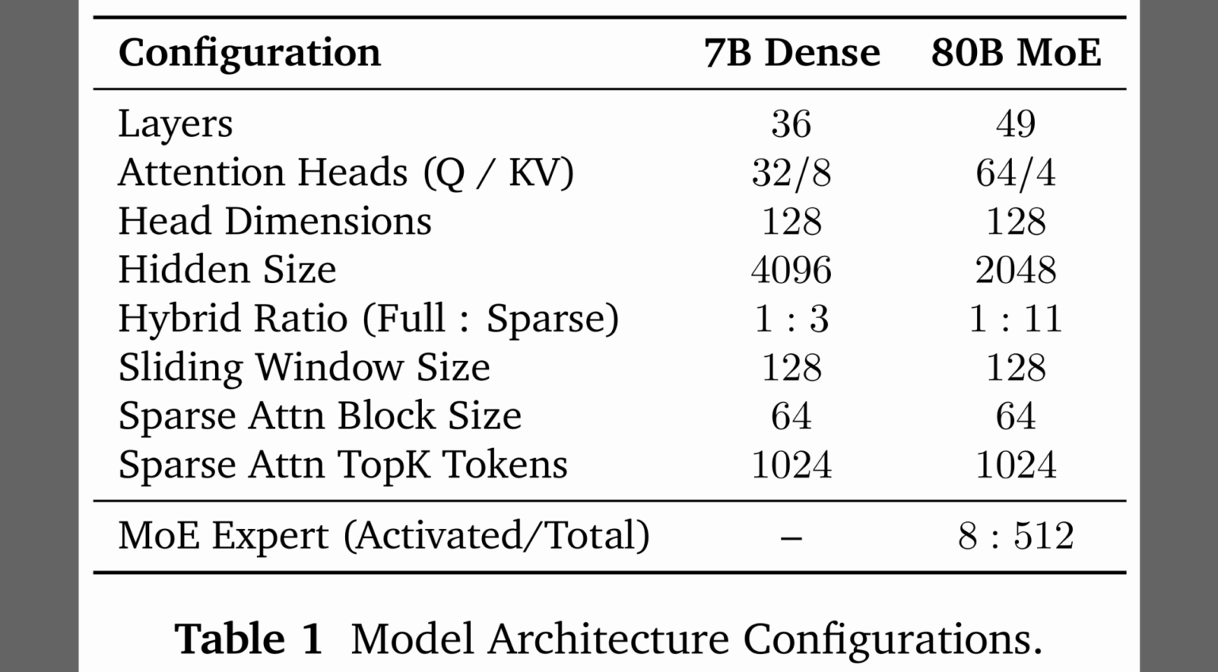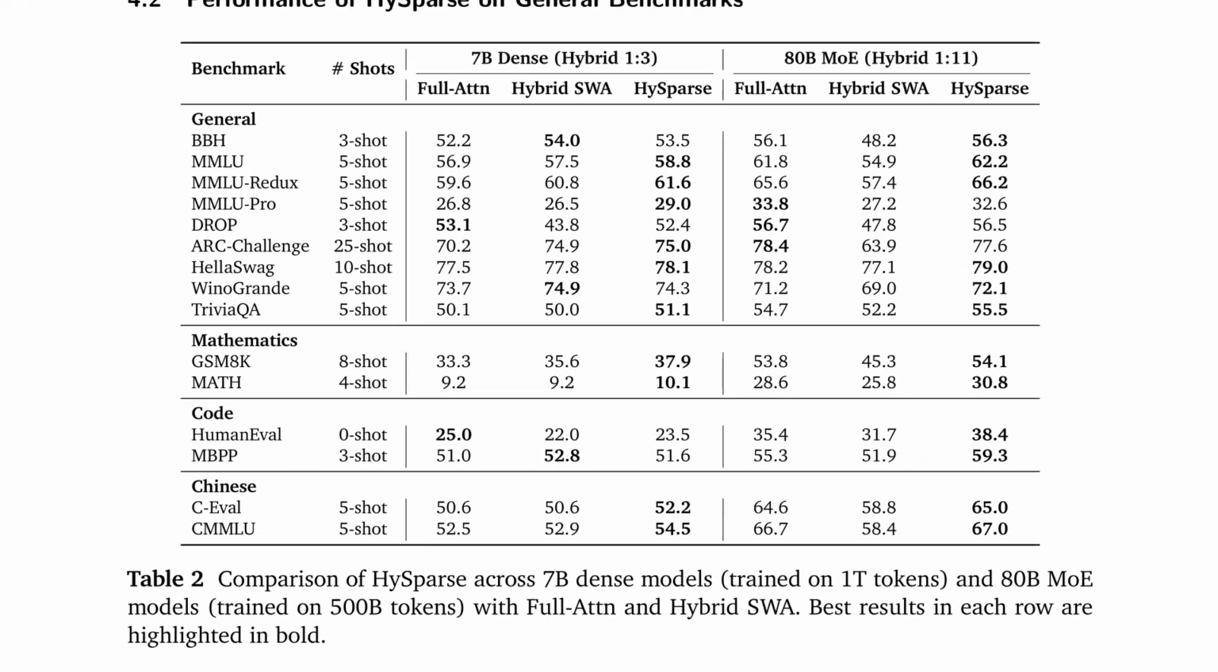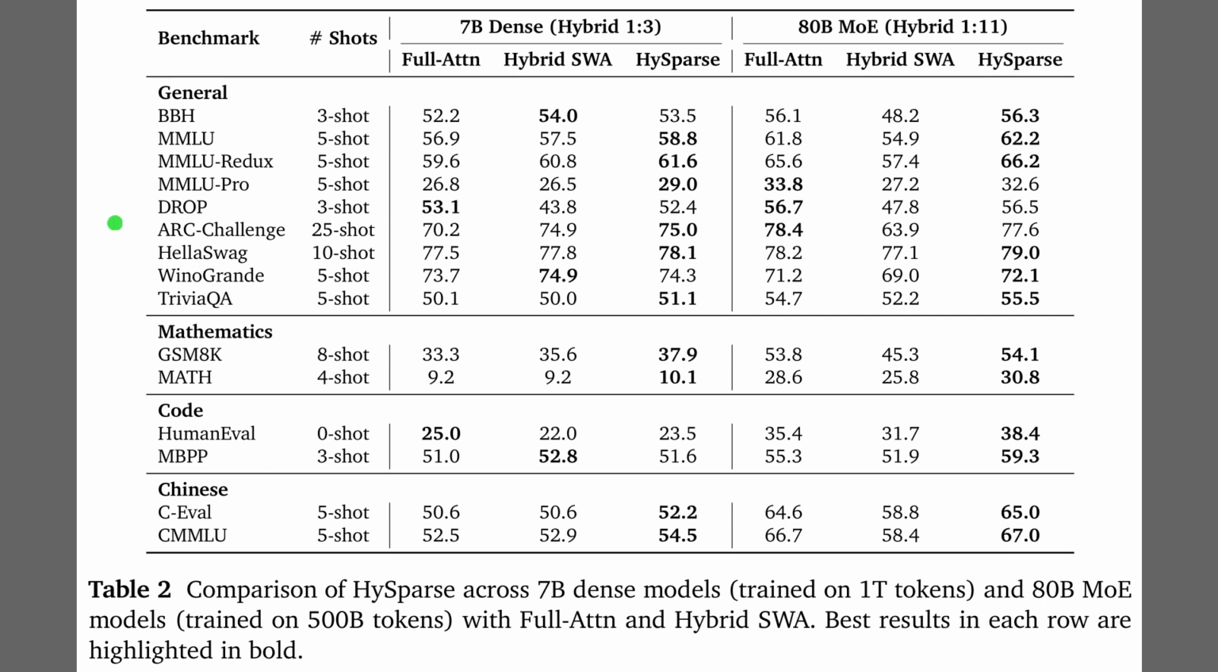So, Table 2 reports the comprehensive benchmark results. On the left, for the 7 billion parameter dense model, HySparse consistently outperforms the baselines. However, the critical test is on the right, involving the 80 billion parameter mixture of experts. Here, the standard hybrid sliding window attention approach sees a sharp performance drop due to the aggressive sparsity. In contrast, HySparse repairs this degradation, achieving higher scores on tasks like MMLU and GSM-8K, despite the massive reduction in cache usage.